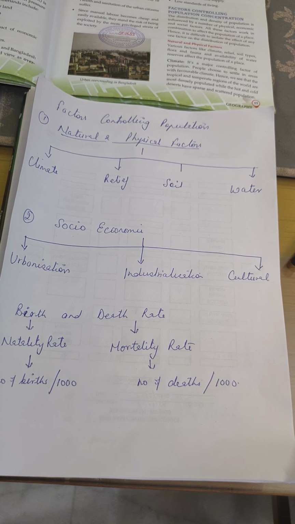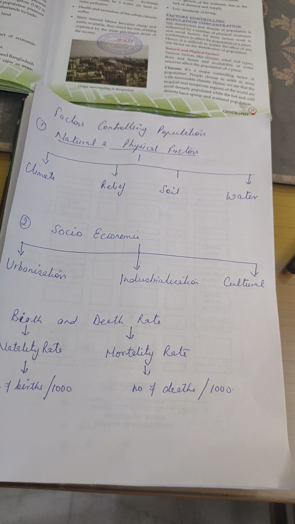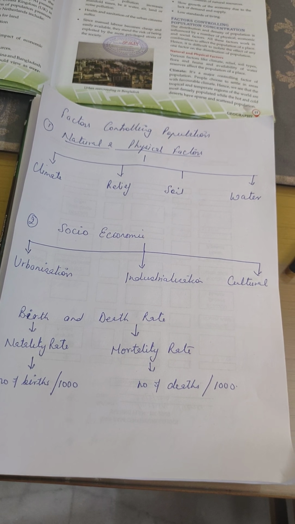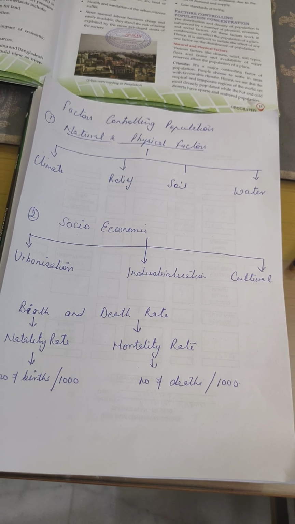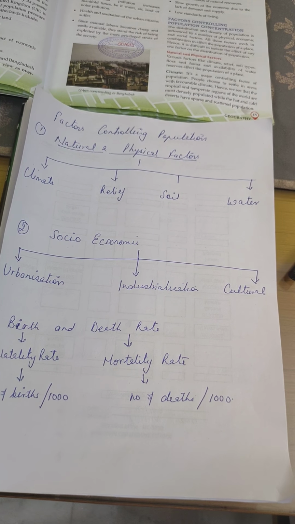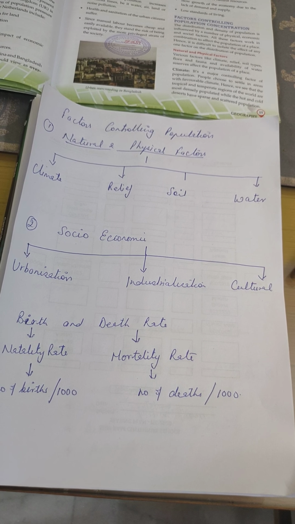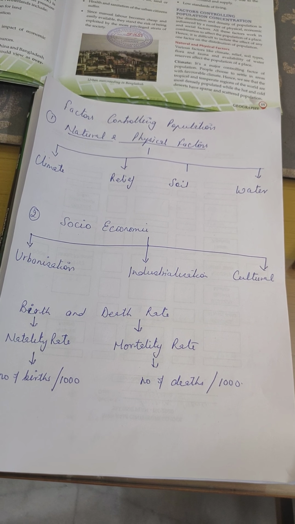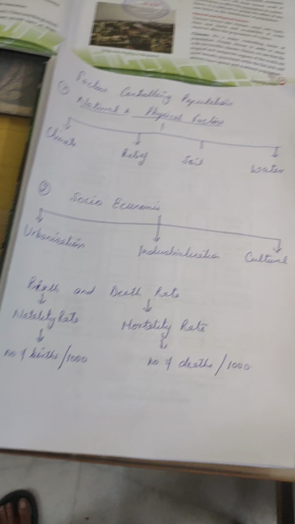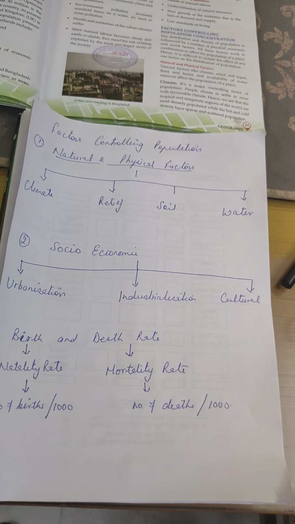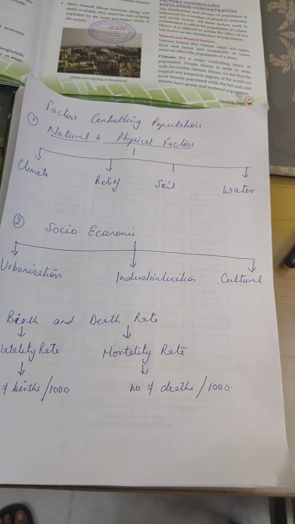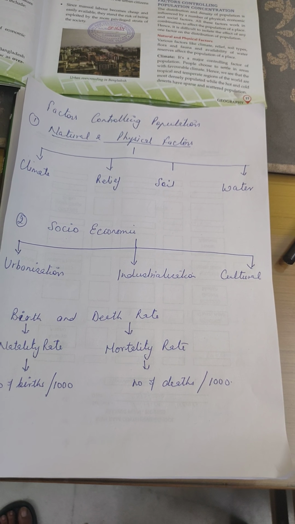of Africa like Egypt, Somalia, and South America like Brazil, Colombia, they are overpopulated because they fall in the category of neither very hot nor very cold climates. It's a very pleasant climate to stay in, and therefore people prefer to stay in these areas, and therefore these areas are overpopulated generally. Then relief.